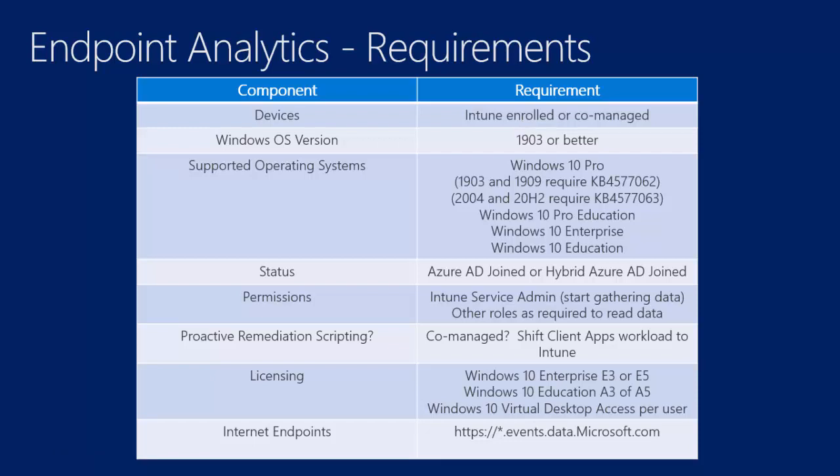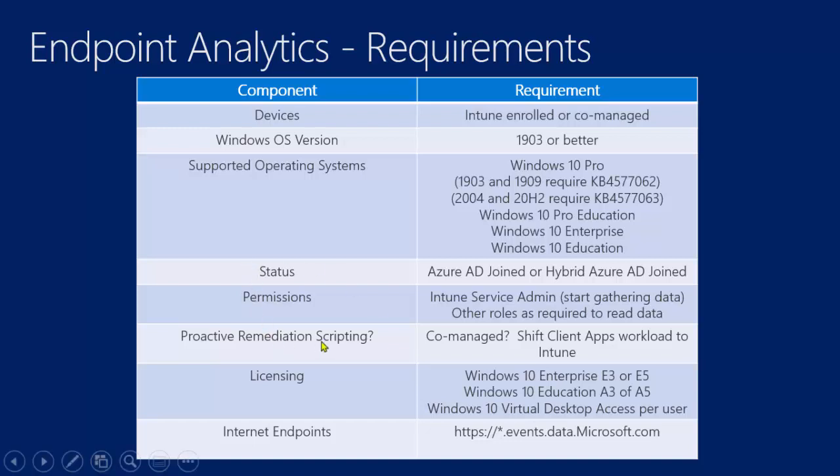The Windows OS version 1903 or better, you need to have a supported operating system, which I'll list here. We support either Azure AD Joined or hybrid Azure AD Joined, no problem. As far as permissions, we list these here. So Intune Service Admin to start gathering data. I'll explain what that means in just a second. And other roles as you see fit to be able to read the data, see the data, whatever.